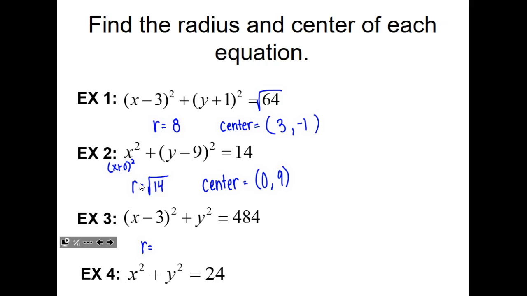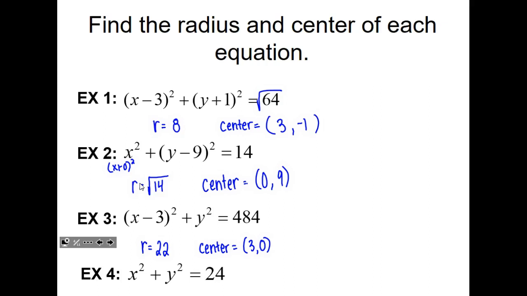Square root of 484, which sounds like it could be a perfect square, and it is. It's 22. And Jordan, what's the center? It is 3, 0. Okay? All right, any questions there?